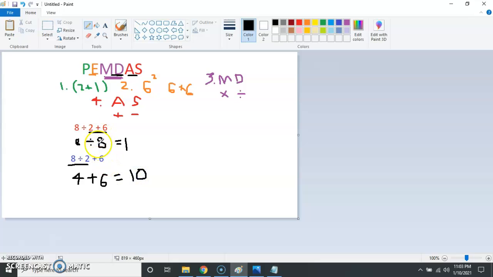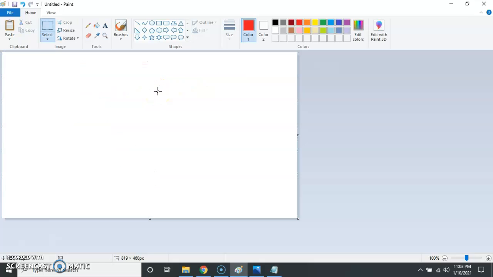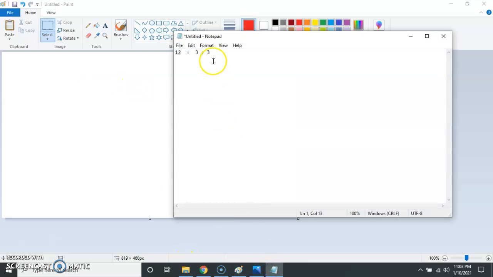See how we did the same problem and we got two different answers? Well, only one of those answers is right. The answer to this problem is 10. 1 is the wrong answer. And that is why order of operations, or PEMDAS, is important. Now I'm going to let you try one and see if you can get the right answer.